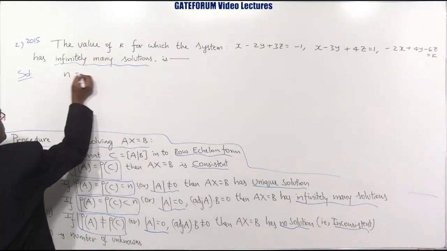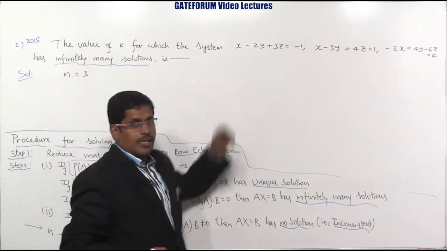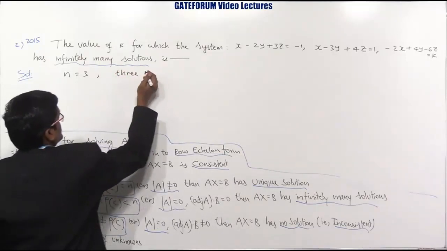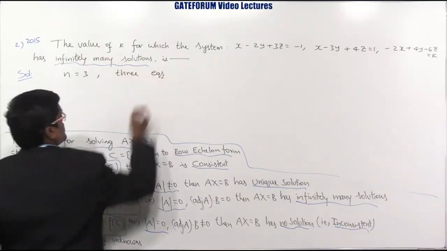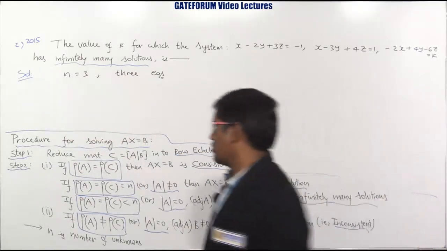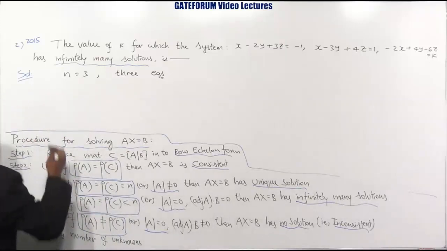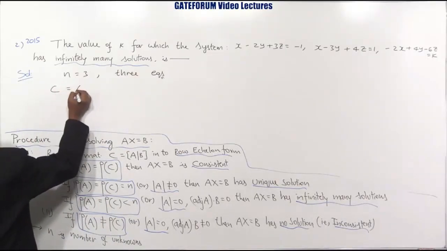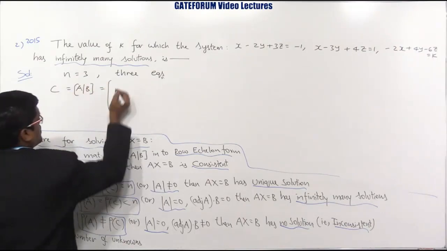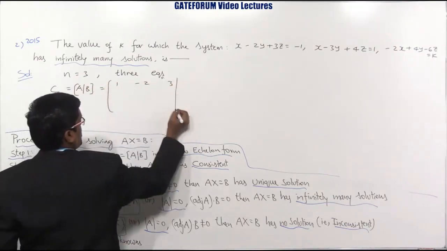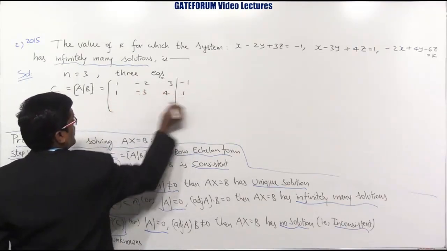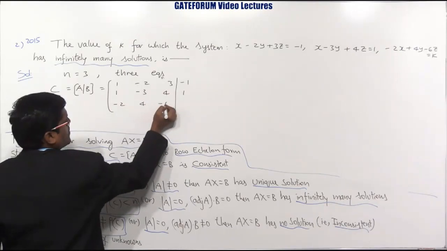So n is equal to 3. 3 variables x, y, z. Okay. 3 equations. So here the number of equations is the same as the number of variables. In the previous problem, there were more equations and fewer variables. Okay. Now, the C matrix, A by B, is equal to 1 minus 2, 3 minus 1. 1 minus 3, 4, 1. minus 2, 4, minus 6, k.